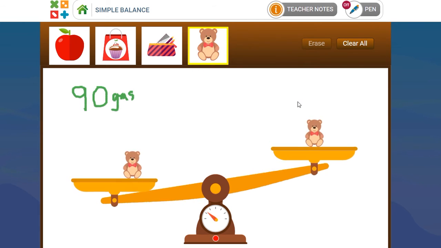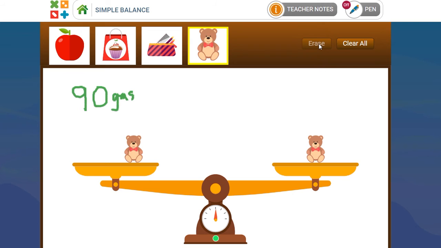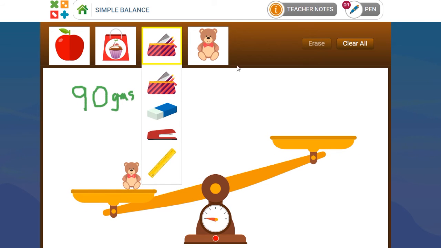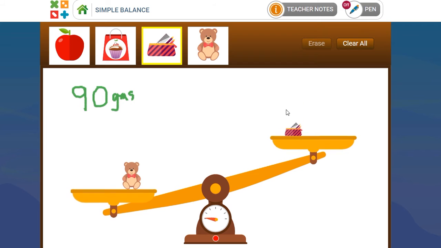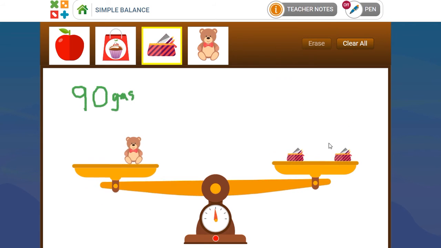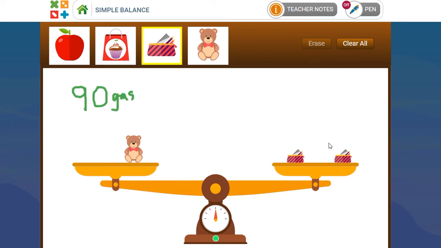Oh sorry, that's teddy, so we need to erase that. So we click on the teddy to erase, then you click erase, and we get the pencil case. So we drop on the pencil case, and we can see that teddy is heavier than one pencil case, and we can see that teddy is the same weight as two pencil cases. So if teddy is 90 grams, then what is the weight of one pencil case?